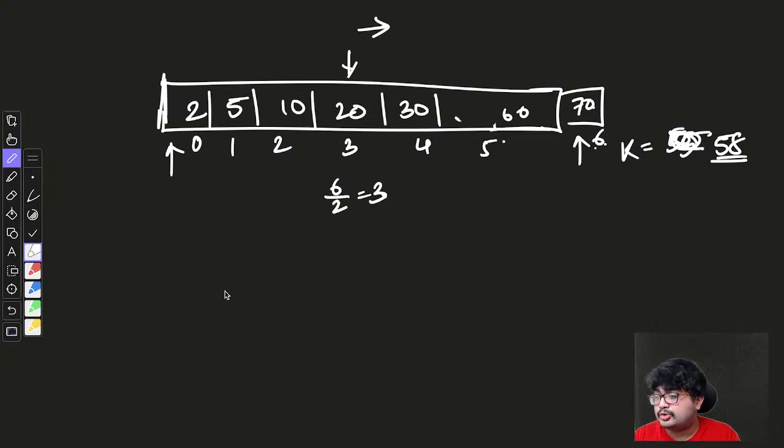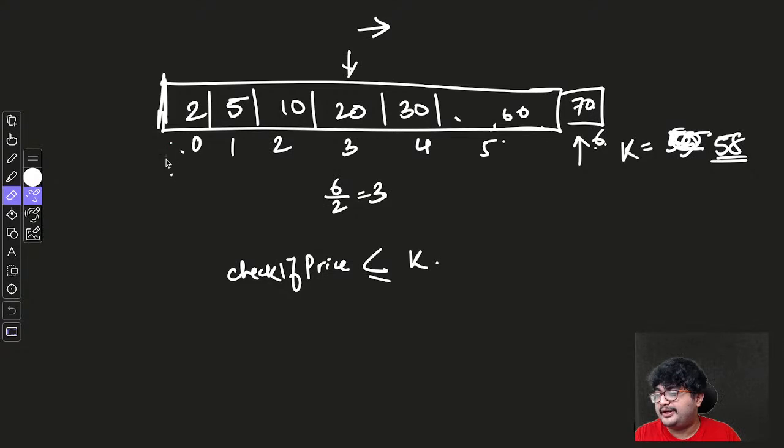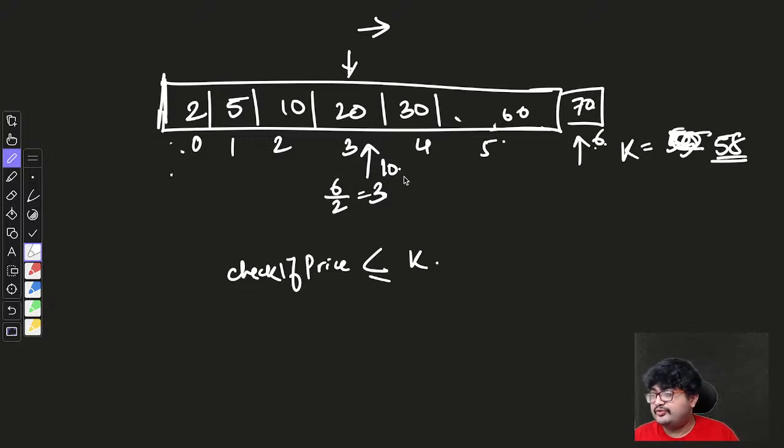So basically we just check if we can have it. So check if the price is less than or equal to k. That is what we check. It lies on the right hand side, so we'll move the low pointer. Our low moves to this now.